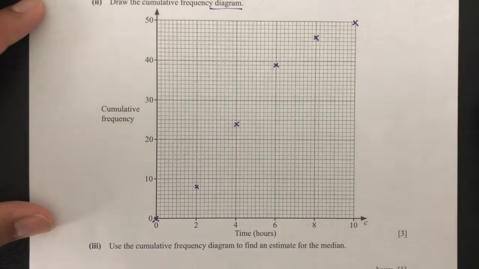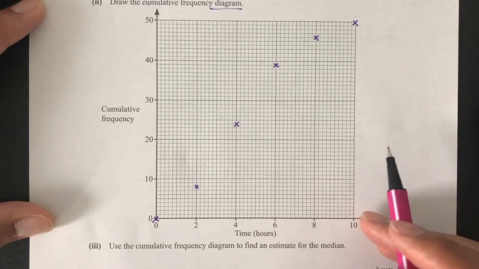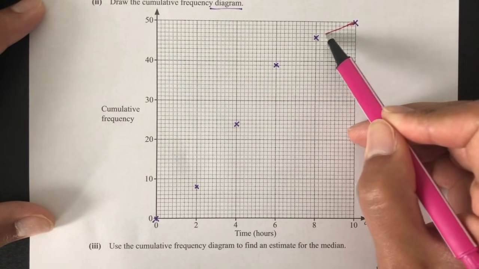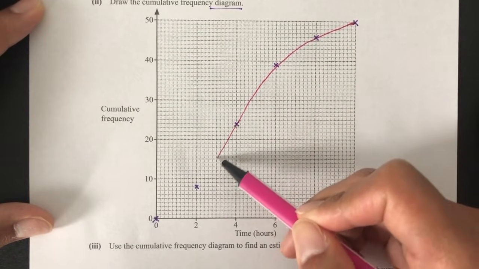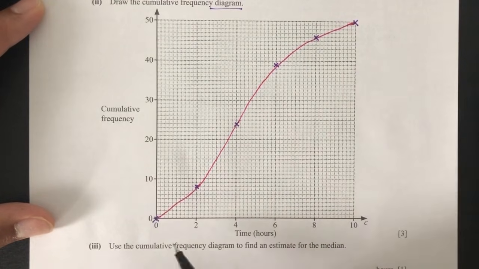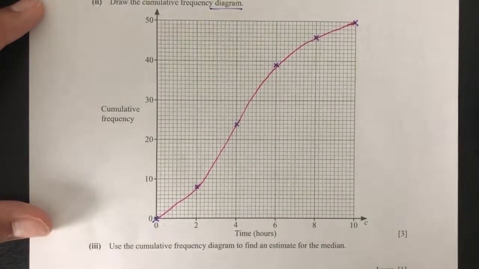So now we have to join the points on the graph and try to make sure that it is as smooth as possible. So try your best to make the curve as smooth as possible. So mine is not perfect. You have to make sure that it goes to all the points perfectly, as smooth as possible.